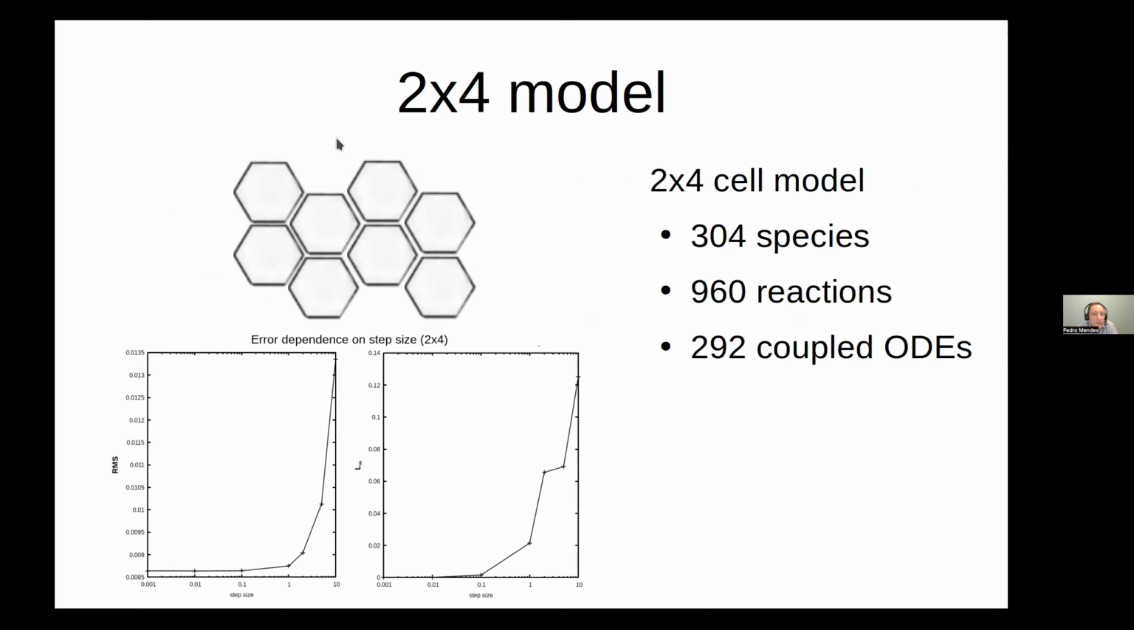or even larger. So now we do this in COPASI again. We do the full ODE model. That's a 2 by 4 cell. It now has 304 species, 960 reactions, and 292 coupled ODEs. It works very quickly, as you'll see in a moment. I'll show you timings. It has more or less a similar error dependence.